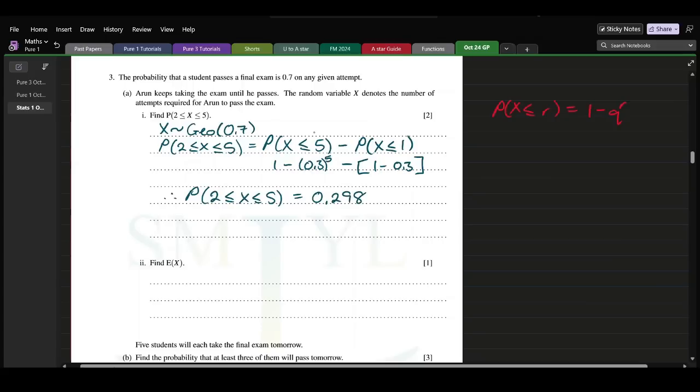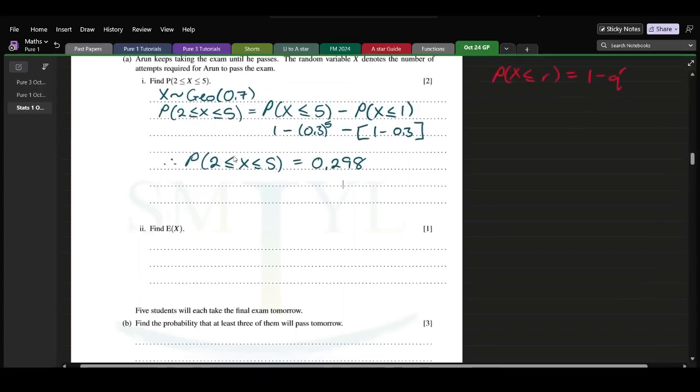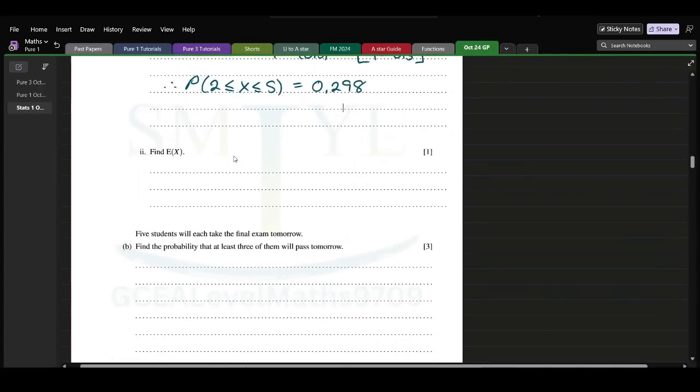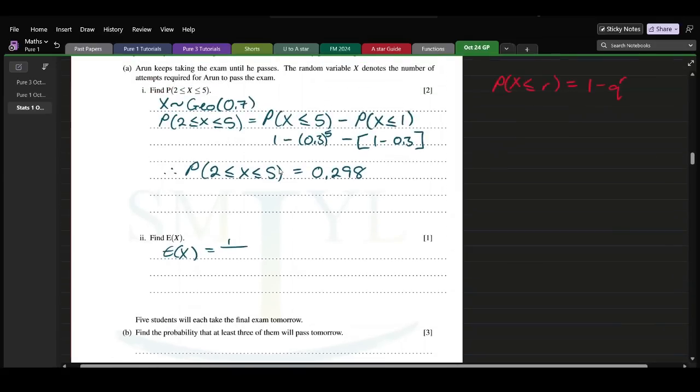Alright, and part 2 says find the expectation of x. So the expectation of x is equal to 1 over our probability of success. What's our probability of success? That's 0.7. Let's punch this into the calculator to simplify it. 1 over 0.7, that is 10 over 7. So the expectation of x is equal to 10 over 7, and that's our final answer.